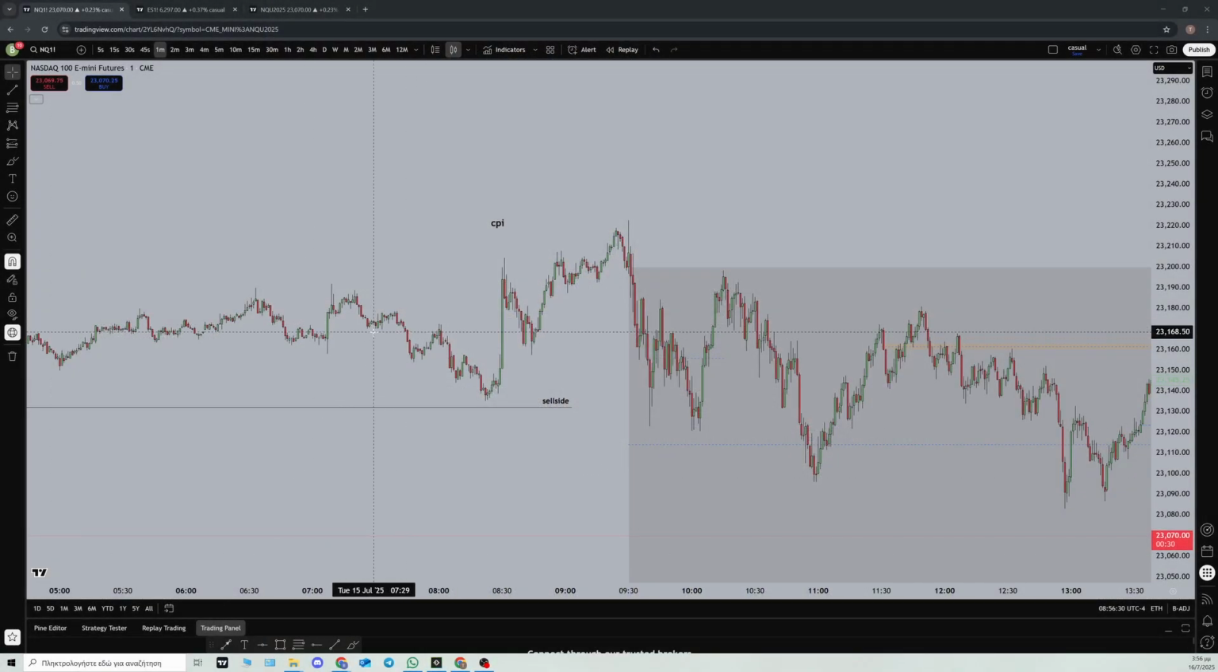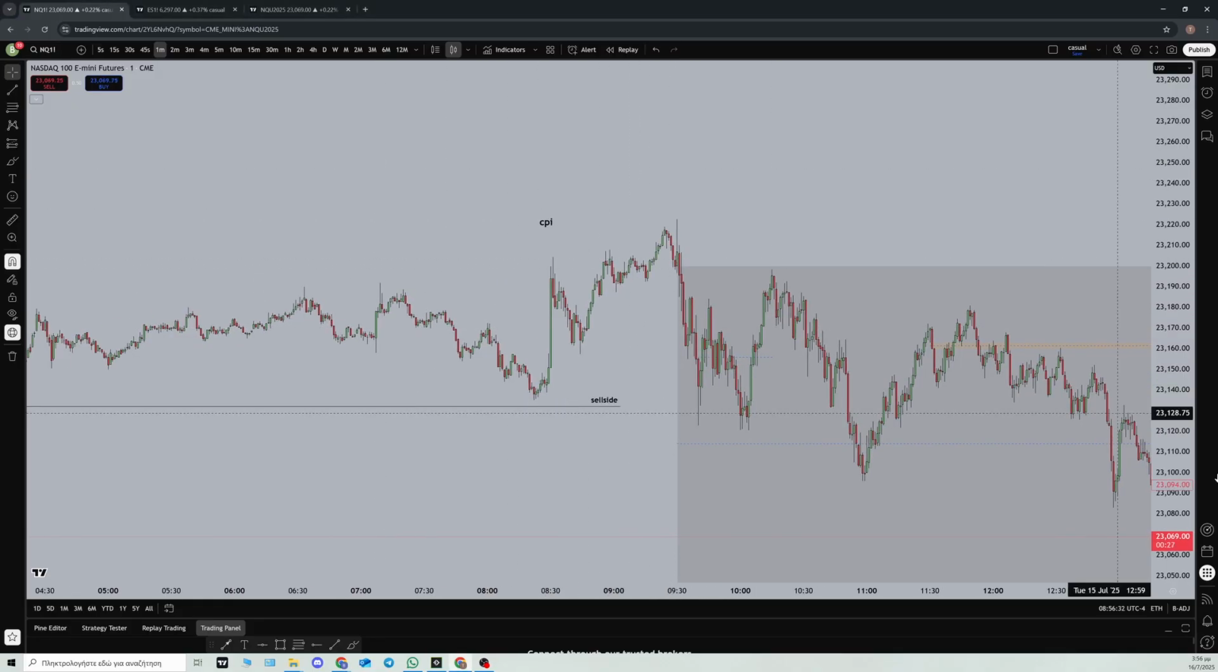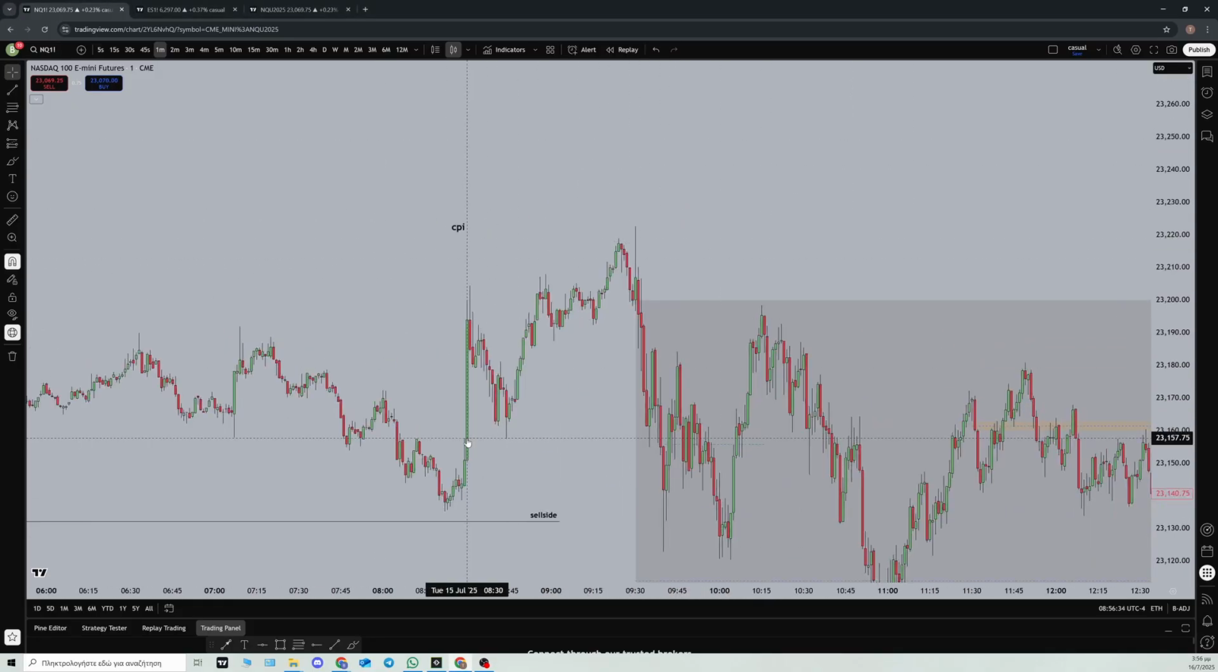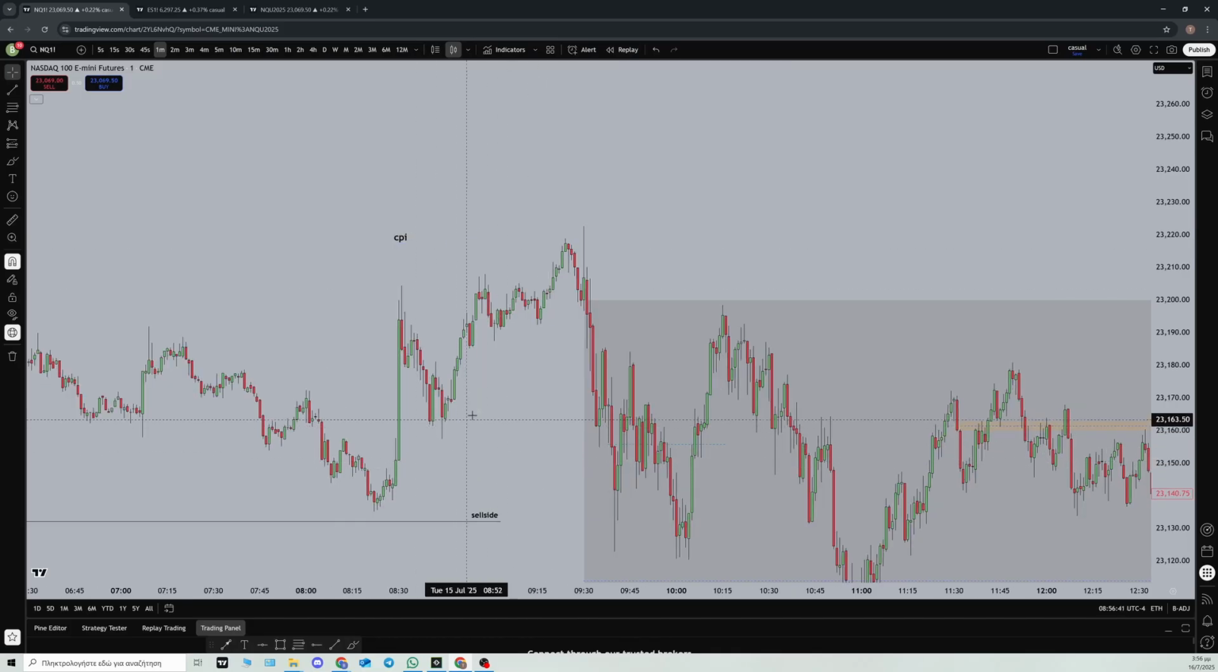Today is Tuesday, 15, 2025. We are in a CPI day and we are post CPI. This candle here is the CPI release.